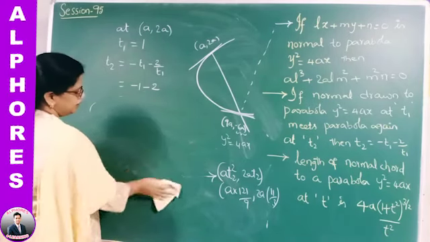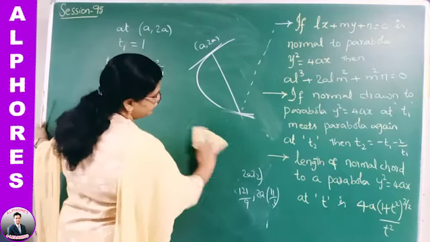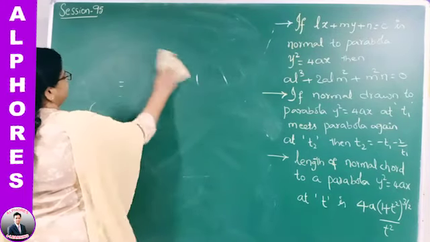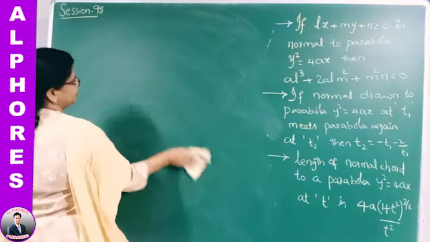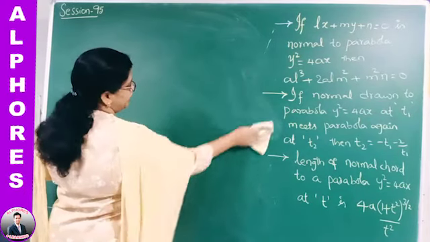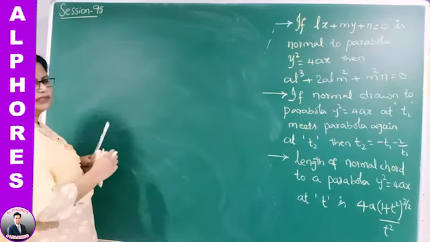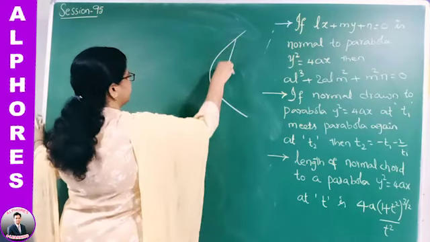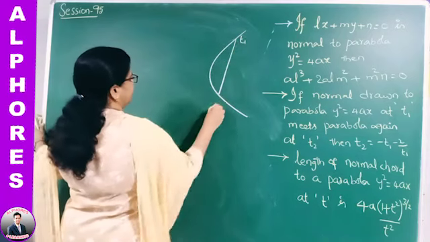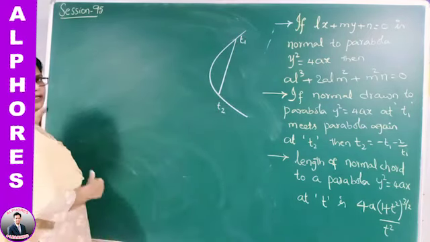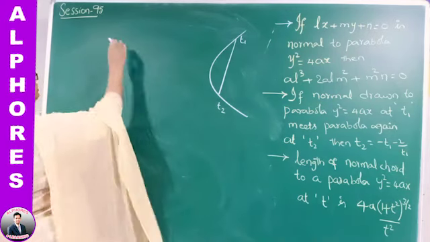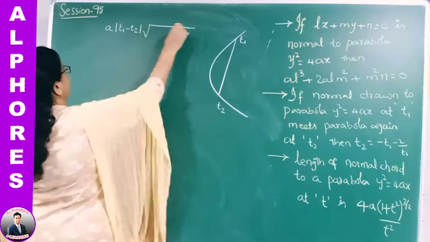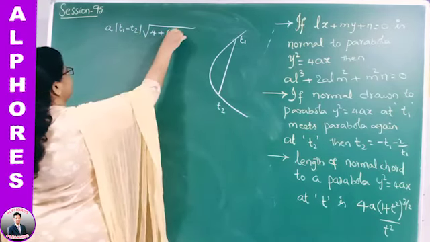Next thing is nothing but here, length of normal chord, okay. So what is the length of normal chord? And already you know students very well, we have done the length of chord concept many times. So here also we want to make use of that concept, okay. So what is the length of chord? Actually joining 2 points t1 and t2. So what is the formula here? Length of chord joining 2 points, the formula is a into mod of t1 minus t2 into under root of 4 plus (t1 plus t2) whole square, okay.